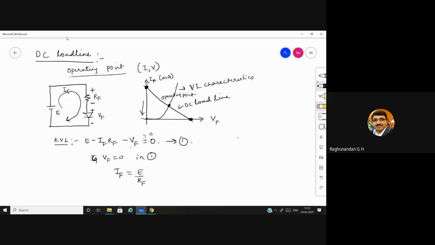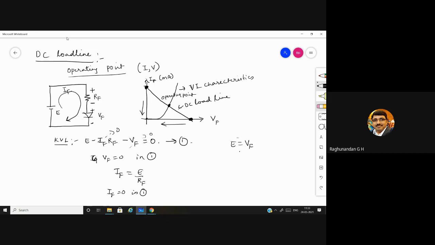Next, in order to get the VF point, you just look into the y-axis. What is the value of y-axis? This is the x-axis. VF is on the x-axis. Just look into the y-axis value of VF. What is the y-axis value for this point? 0. 0. That means IF will be 0 in 1. Substitute IF is equal to 0. So you'll be getting E is equal to VF.